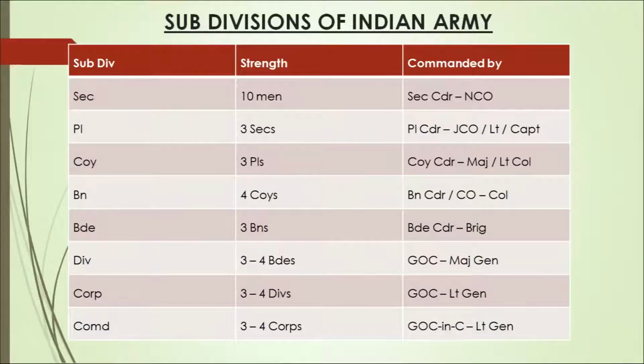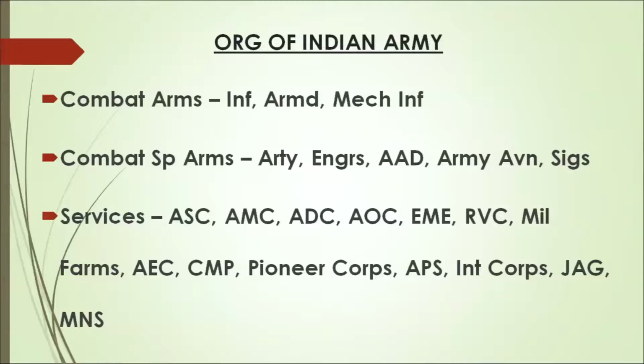Now, 3 to 4 brigades make an infantry division commanded by a general officer commanding who is a major general. 3 to 4 divisions make a corps commanded by the GOC who is of the rank of lieutenant general, and 3 to 4 corps form a command which is commanded by the general officer commanding in chief of the rank of lieutenant general. The Indian Army is organized into combat arms, combat support arms, and services.